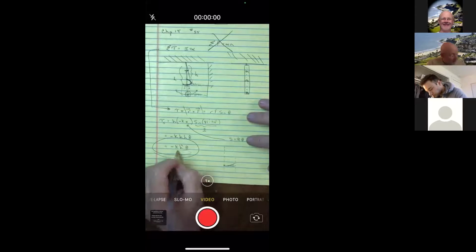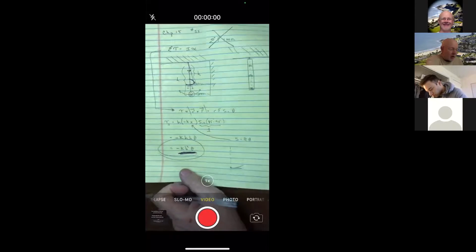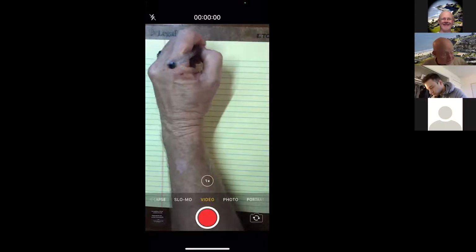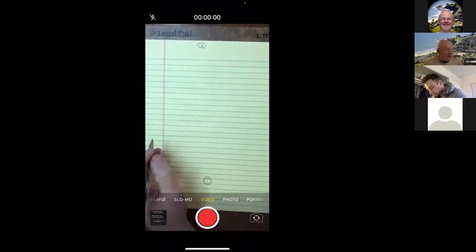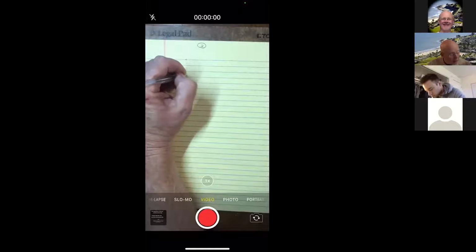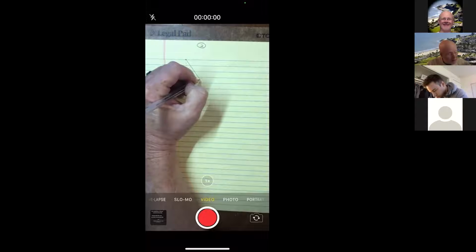Okay, so I've done the first torque, the torque from the spring. Let me go on to page 2 here. Okay, so page 2. Let's look at the torque from the force of gravity.